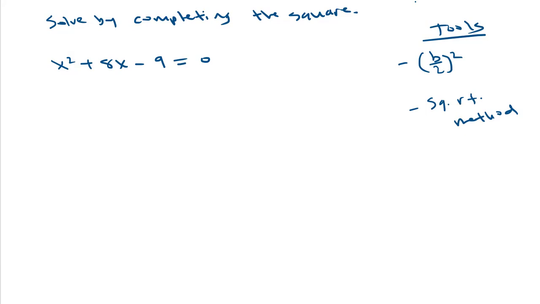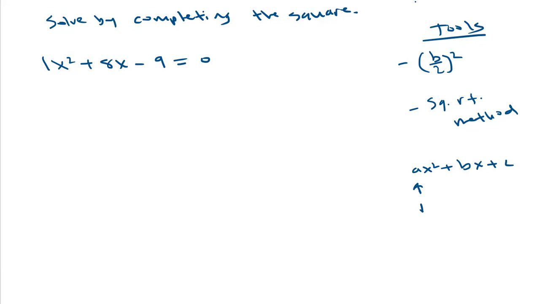And remember, this type of problem is quadratic: ax squared plus bx plus c. In order to complete the square, the a has to be 1. If it's not 1, we cannot complete the square. If we look at this case, we have 1x squared plus 8x minus 9. So we're good. A is 1, perfect.